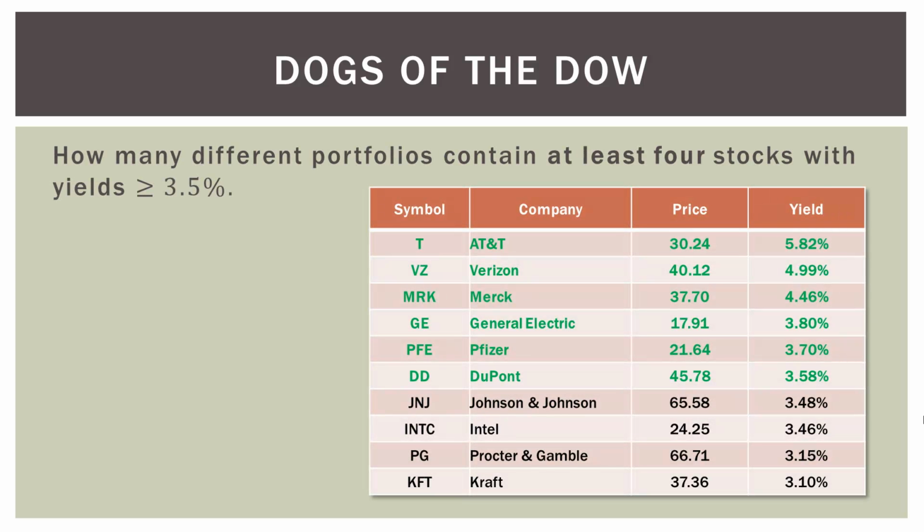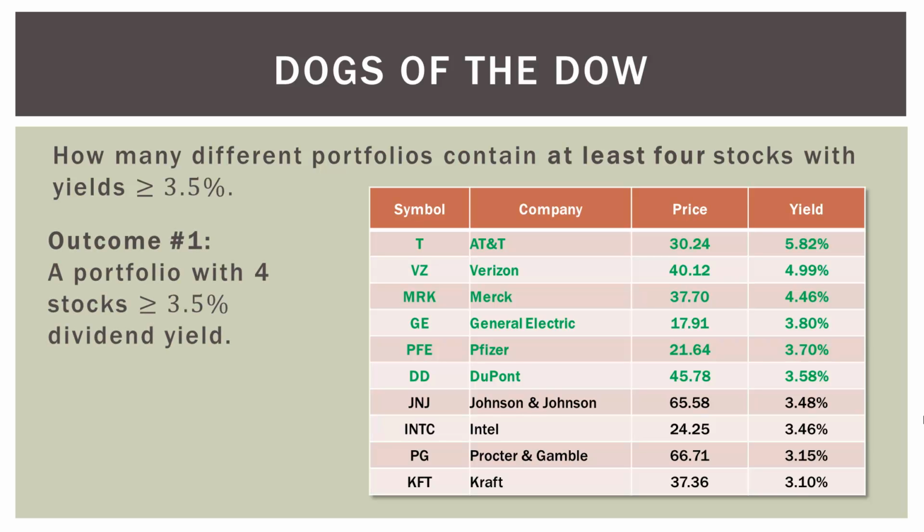Okay, and finally, how many different portfolios contain at least 4 stocks with yields that are equal to or greater than 3.5%? So here's our chart again, and I went ahead and changed the color of the stocks that meet that criteria to green. So the green stocks all have yields greater than or equal to 3.5. So let's think about our outcomes. Remember, it says at least 4 stocks.